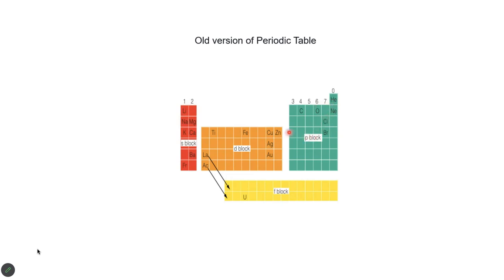But if we remember, we talked about S block elements, P block elements, F block elements, D block elements. This is what I have shown also. But this is no longer an IUPAC recommended version of the periodic table, though some A-level textbooks are showing this also.